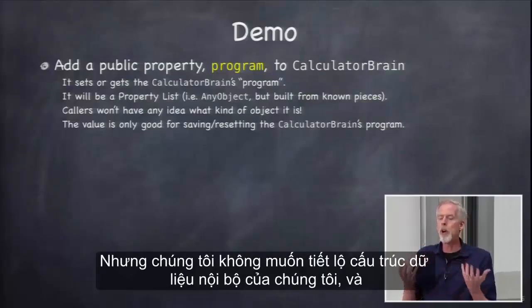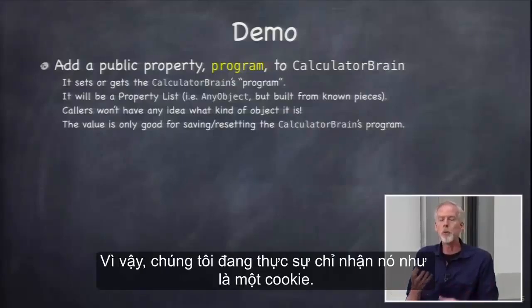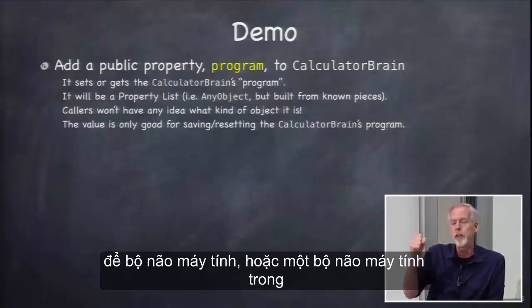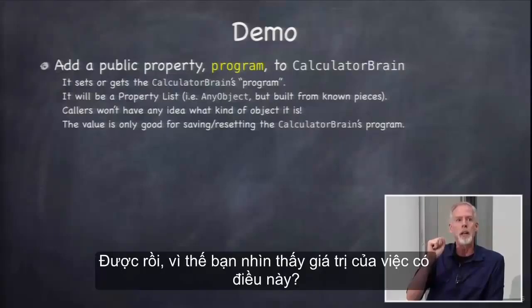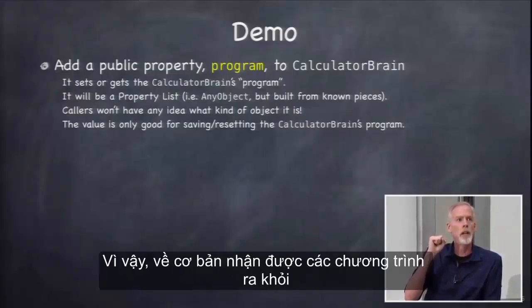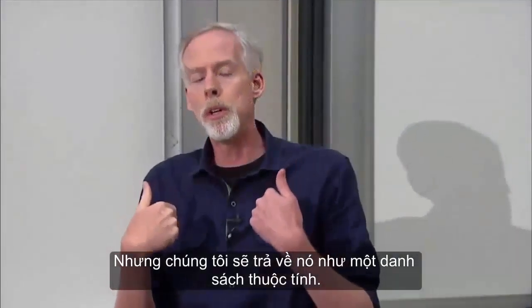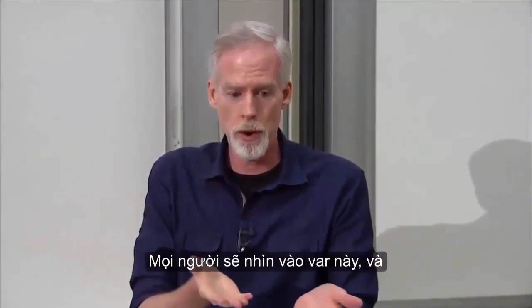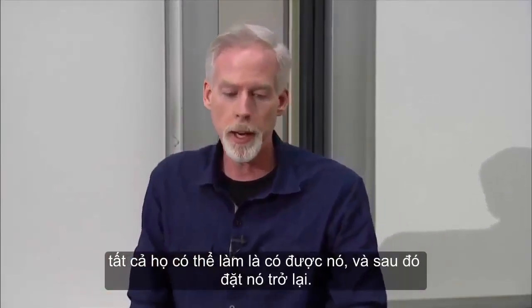So it'd be nice if we could get that program, but we don't want to reveal our internal data structure, and there's nothing anyone can do with that program. So we're really just getting it as a cookie, and the only thing you can do with it is give it back to the calculator brain or another calculator brain in the future, and then say evaluate. Okay, so you see the value of having this? It's basically getting the program out of the calculator brain and setting it back. But we're going to return it as a property list. It's going to be AnyObject. People are going to look at this var, and it's going to be of type AnyObject, and all they can do is get it and then set it back.